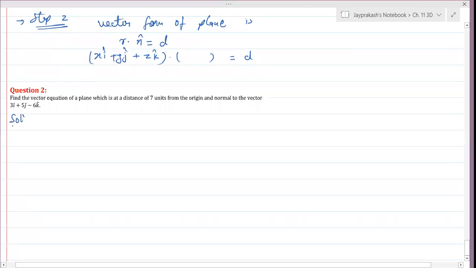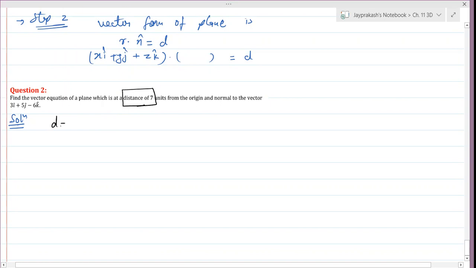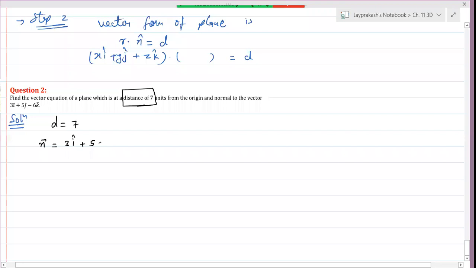So please show step number 1. Okay, just a minute. Let's solve this, then it will be clear. So distance of plane from the origin is 7 units. So we'll write here d equals 7. Now the normal to the vector we have been given. So this is n. Vector n is 3i plus 5j minus 6k.